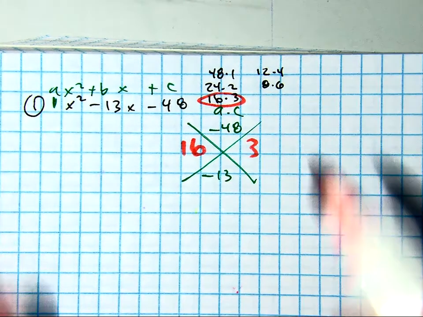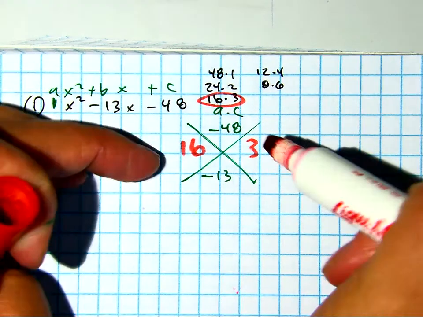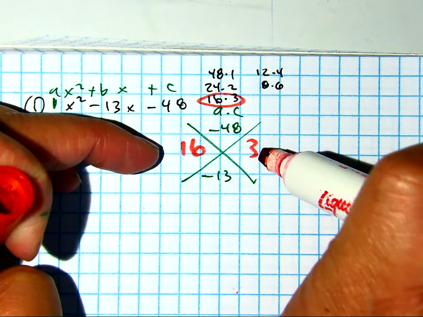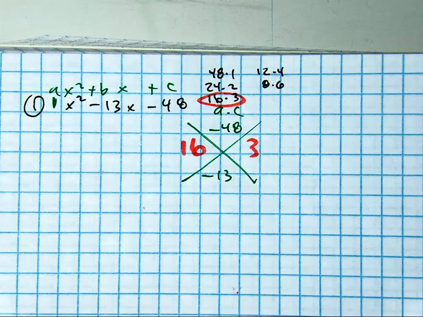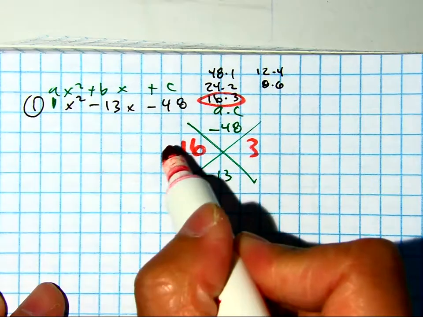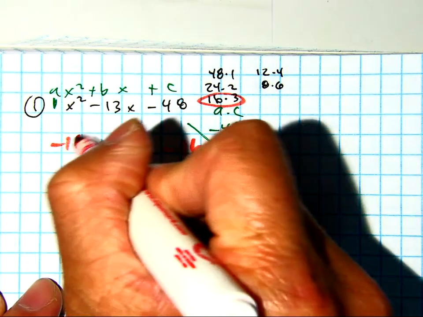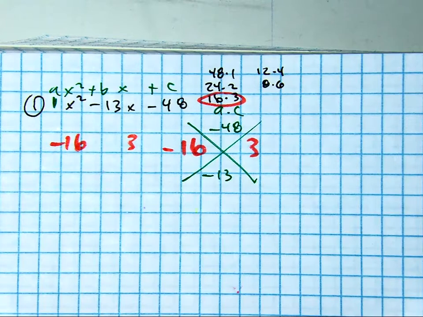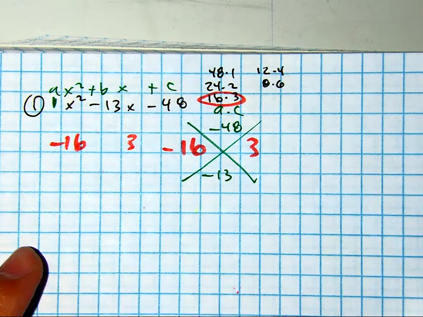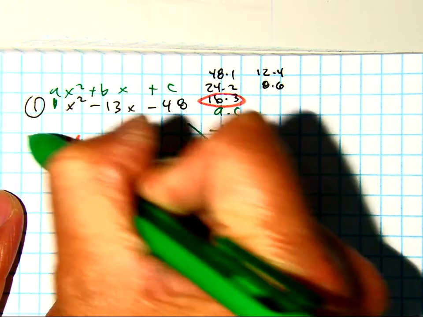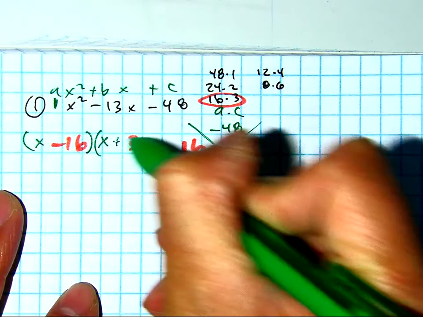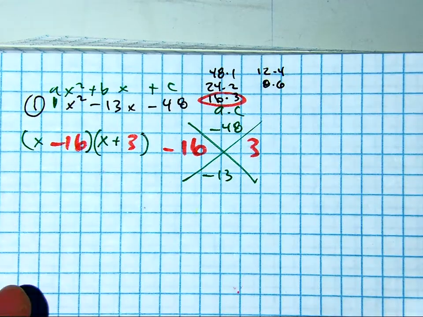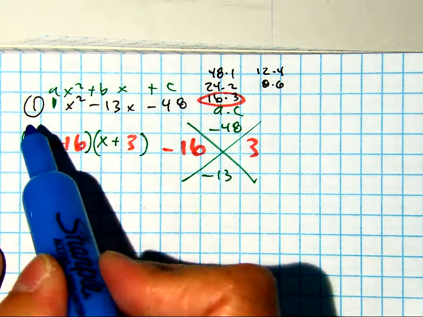And now I need to think about which two numbers will multiply to be negative 48 and add to be negative 13. So the negative 16 and 3, these become my binomials. That's a positive, and that's my answer. Raise your hand if you got that.